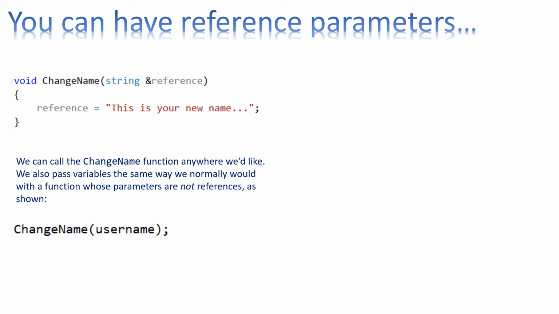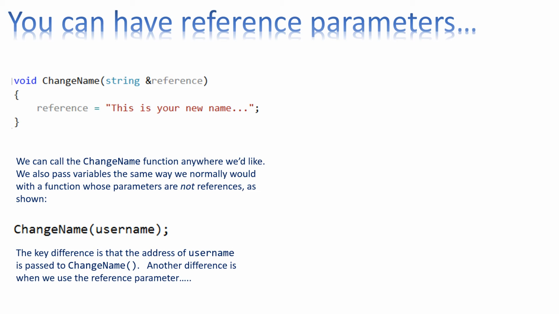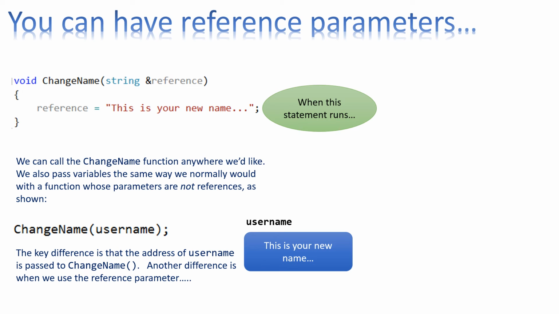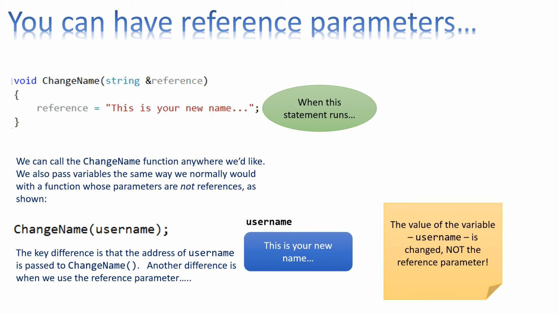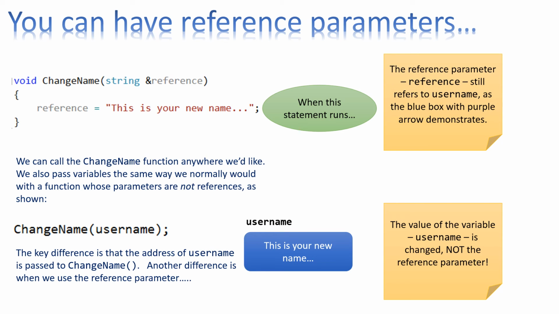So here we simply call change name and pass in the username variable. It looks like a normal function call. The key difference is that the address of username is given to the function change name. The second key difference is that when we use the reference parameter, the value of username changes, not the reference. Again, the reference just contains the address of the variable username. The value of the variable username is changed, not the reference parameter. The reference parameter still refers to username, and we show this graphically.